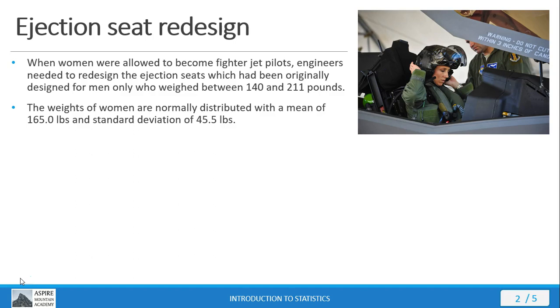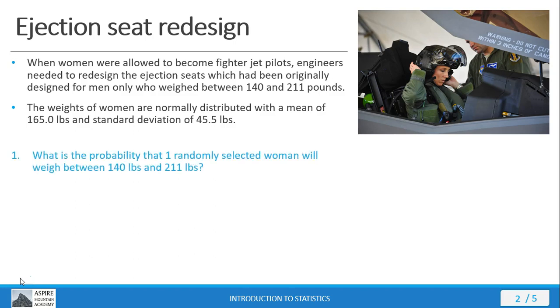So if we assume that the weights of women are normally distributed with a mean of 165 pounds and a standard deviation of 45.5 pounds, then first, what is the probability that one randomly selected woman will weigh between 140 pounds and 211 pounds? Go ahead, stop the video here and see if you can work this problem, and then come back, we'll see how you did.